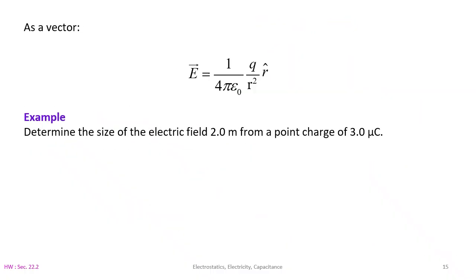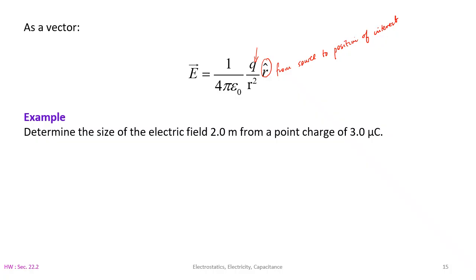And this is the vector equation. You can see that we use the actual value, not the absolute value, of the source charge. And we also have to use the position vector, which is from the source charge to the position of interest, the position at which we want to figure out what the electric field is.